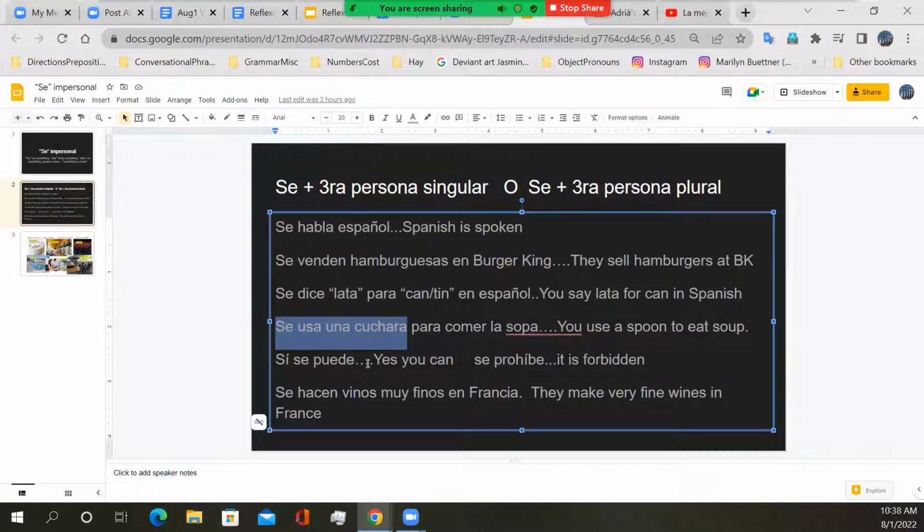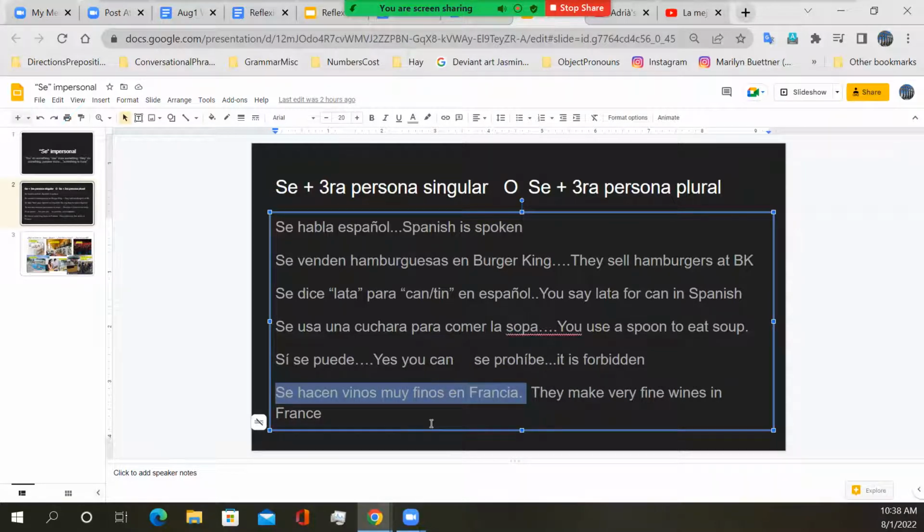See? That whole phrase that was used a lot in political speeches or protests of some sort: Si se puede, yes, you can. Yes, one can. And you had in your video, se prohíbe, it is forbidden, or in other words, you can't. The opposite of that. Se hacen vinos muy finos en Francia.